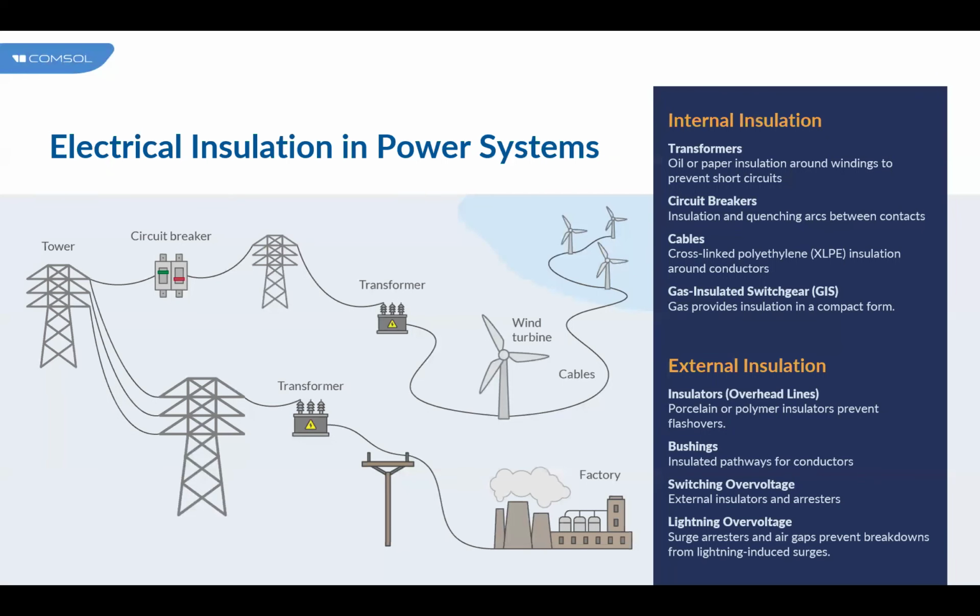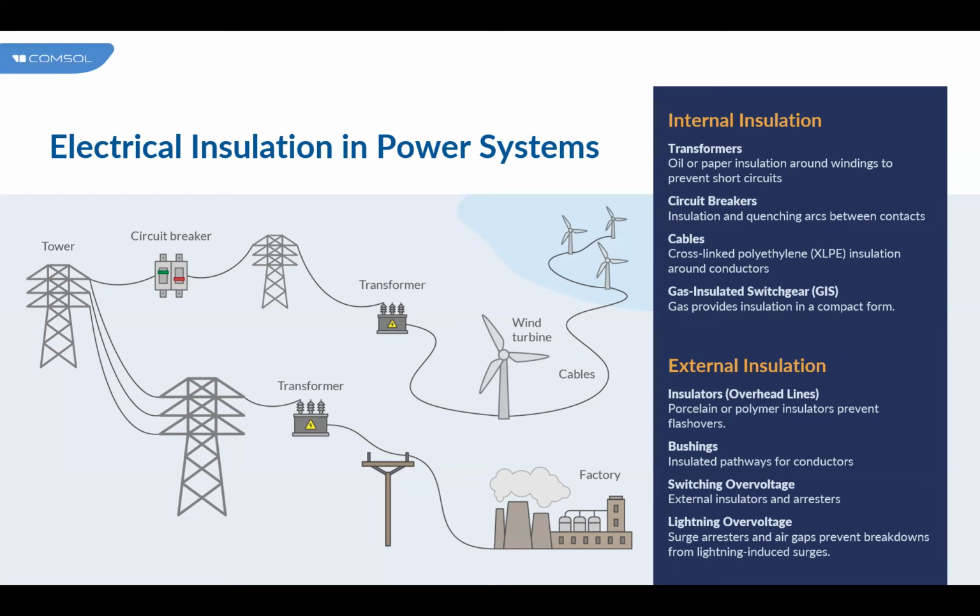Electrical insulation is a critical aspect of power systems. Consider this typical power grid example. Electricity generated by wind turbines is transmitted through high voltage power lines to end users in factories. Insulation in such a system faces both internal and external challenges.